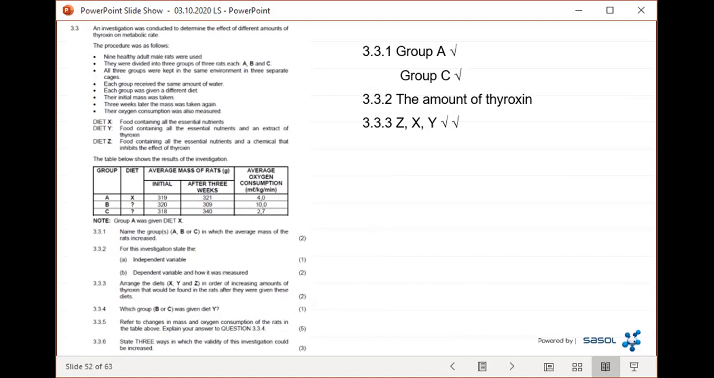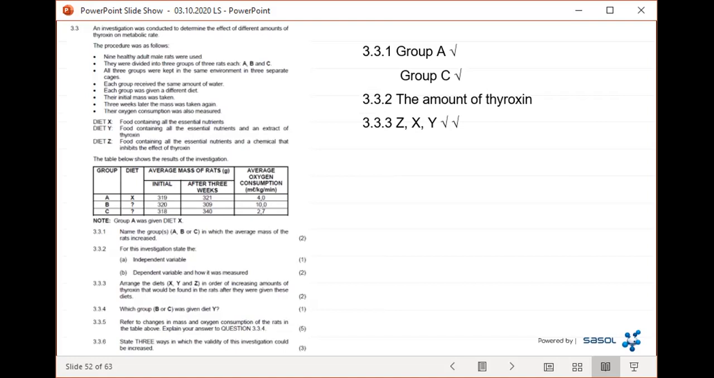It was measured by looking at average oxygen consumption, as well as the mass gain of the rats. So for question 3.3.2, the dependent variable: firstly, you have to say that it's the metabolic rate. How it was measured would be by looking at the average mass of the rats in these 3 weeks, whether the rats increased in their mass or they decreased.